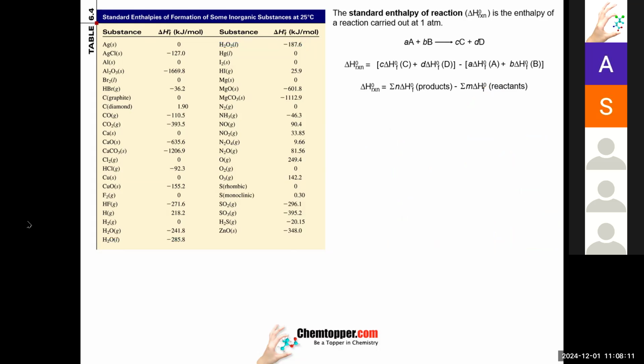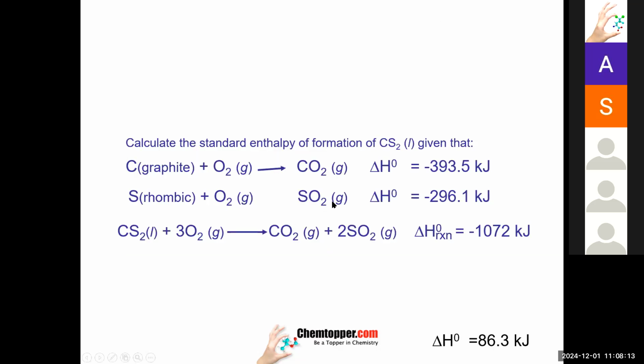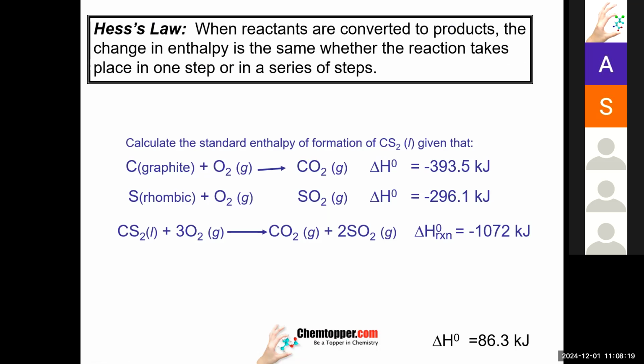So we have understood the meaning of the formation enthalpy. Now the next important thing is Hess's law. Hess's law is really very easy, very fun. You will enjoy it, but you have to listen to me carefully, follow me, and practice the questions.